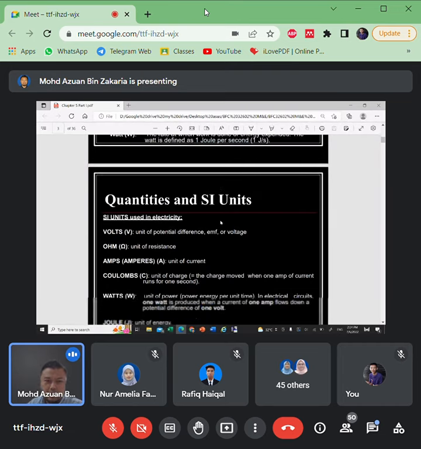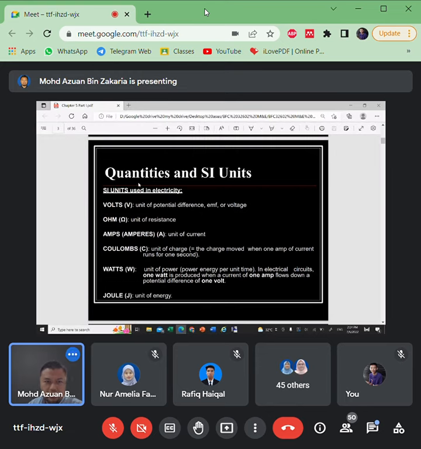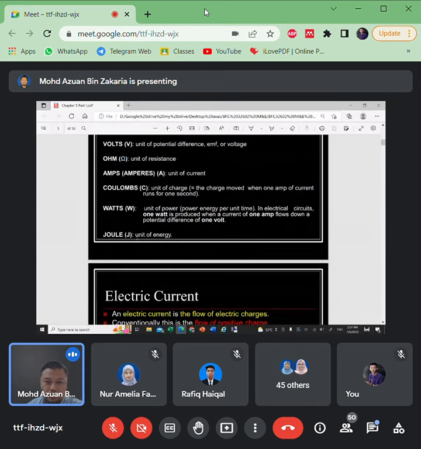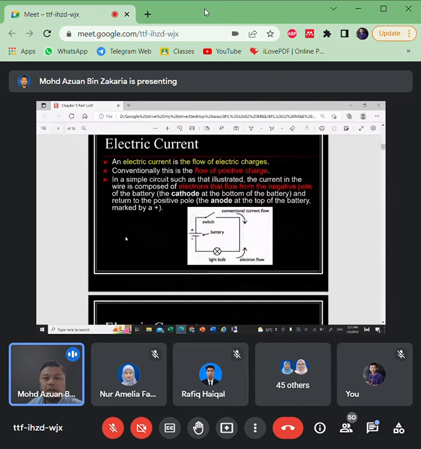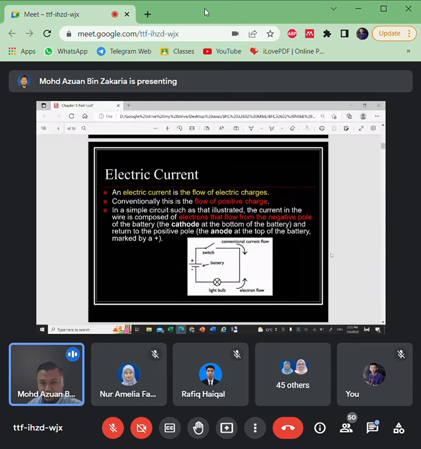Energy. All right. So again, in SI units used in electricity, we have volts, V, and ohm for resistance. Sometimes we can use the symbol, sometimes we can just put the letters O-H-M. The ampere's unit is A, coulomb C, watt W, and joule J. Alright, basic information about electricity.